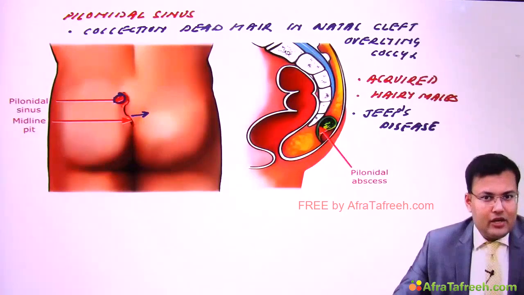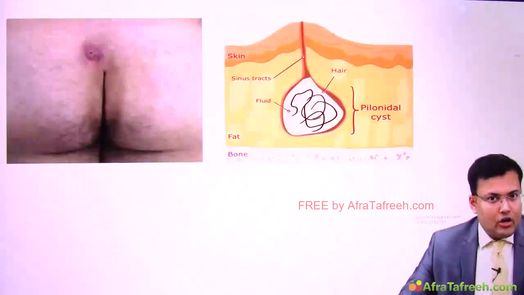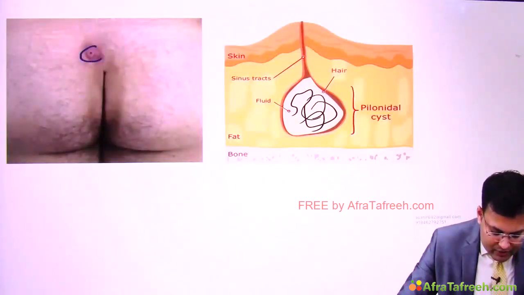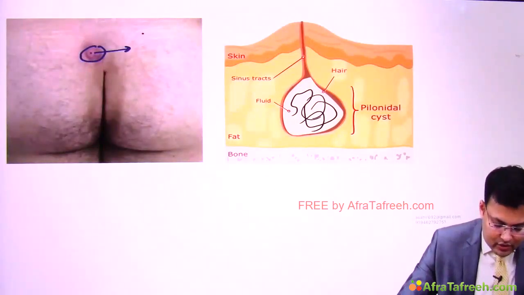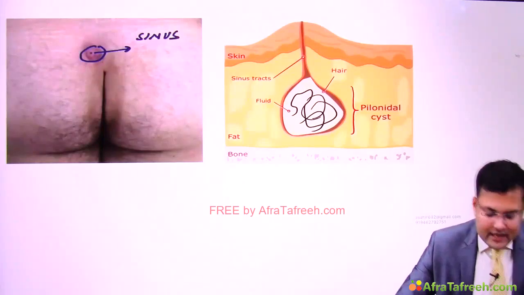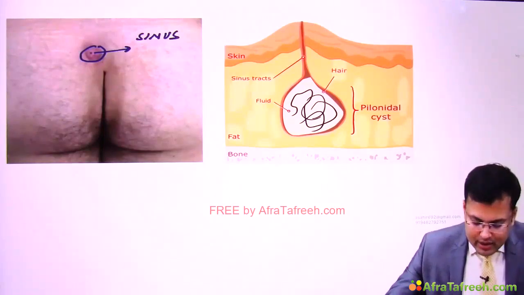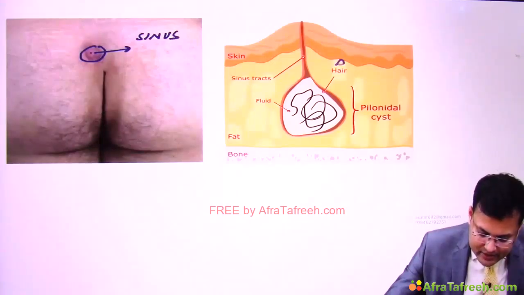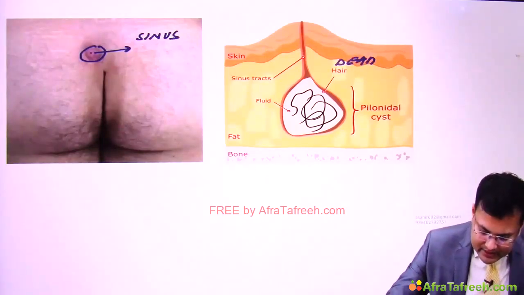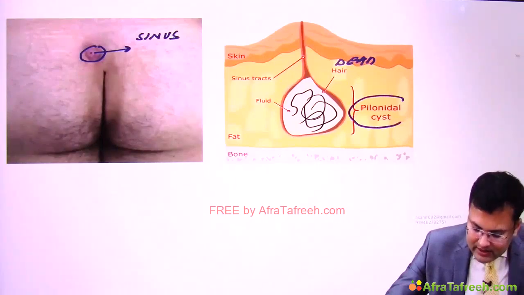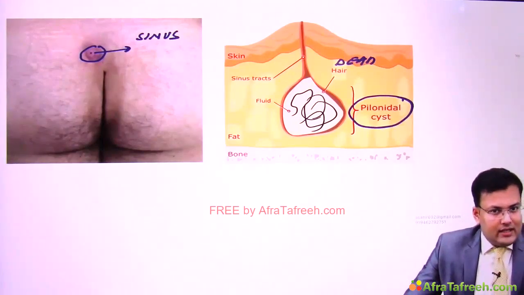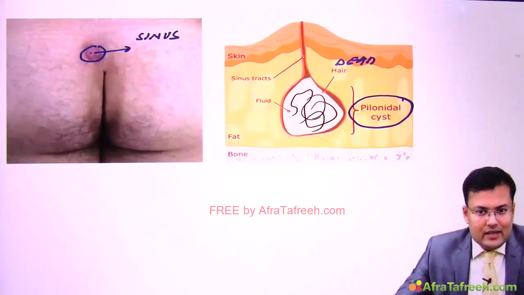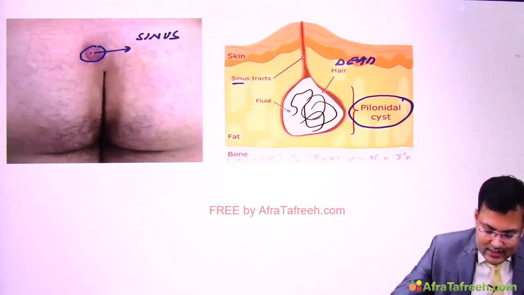Now see the pathophysiology. Superficially or on examination, you can only see one opening in this region. So this is having a single opening. This is the sinus. But see, what is the problem? There is collection of dead hair. So here there is dead hair, and this area is known as pilonidal cyst. So where the collection is there, hair is there, that is pilonidal cyst. There is a sinus tract, and this opening is known as the sinus.